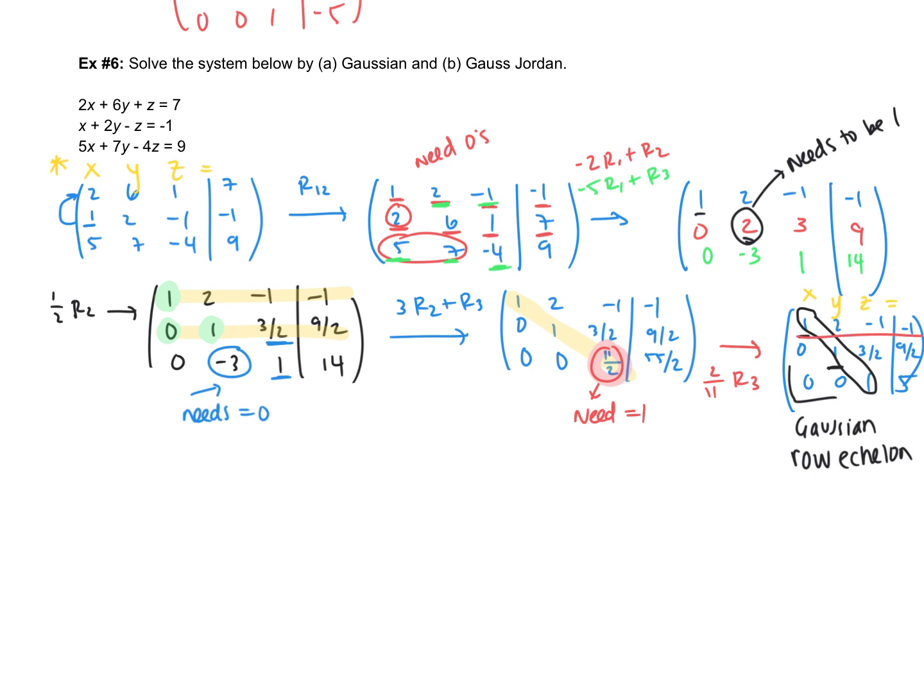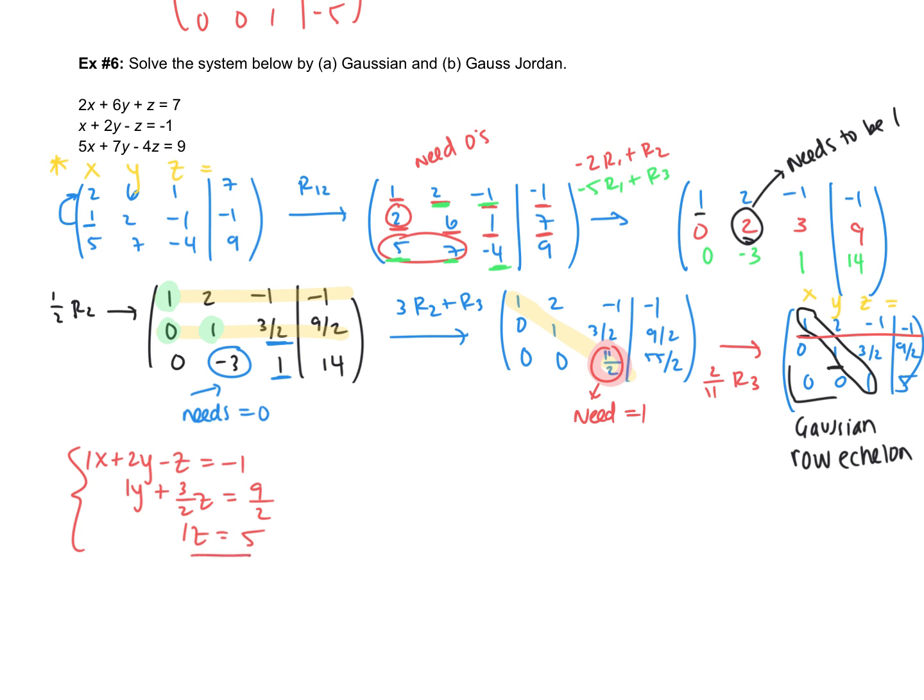So this first row then tells us that 1x add 2y subtract z is equal to negative 1. Our second tells us that 1y add 3 over 2z is equal to 9 over 2, and that last row tells us that 1z is equal to 5. So this now, we can see, is significantly easier to solve.